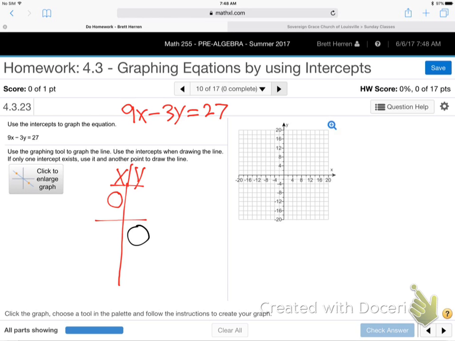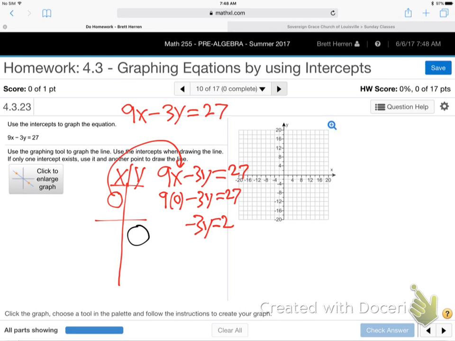Okay, so we plug in, take that 9x minus 3y, it's 27. Plug in x as 0. And the one that's 0 just vanishes, right? Yes. So now I've got minus 3y equals 27. How do I solve for y? Divide by -3. The answer is -9. We good there?